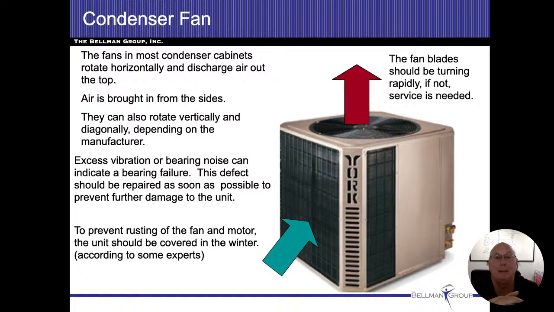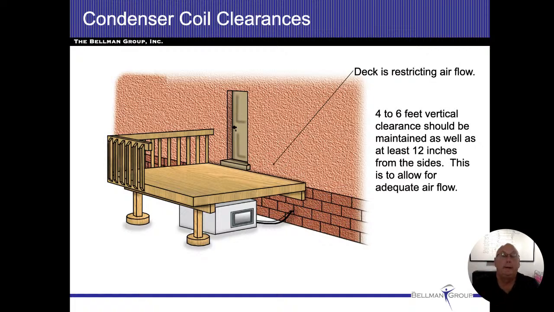Same thing with the blower fan on top. That should be moving a lot of air so we can get that air flowing across the coil. No squeaks, no sounds, nothing else like that. I see this every now and then. Somebody will put an air conditioning coil under a deck. And again, it's only really a problem if you think that the airflow is being limited. For a rule of thumb, they tell us 4 to 6 feet vertical clearance. I don't know if I could buy into that 100%. I think it would work just fine. But when you're talking about only 6 inches to a foot, yeah, that could probably restrict the airflow.